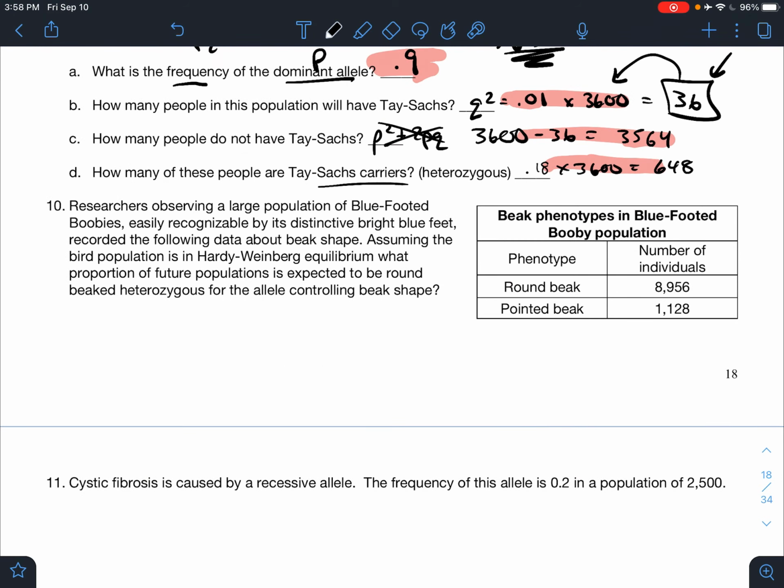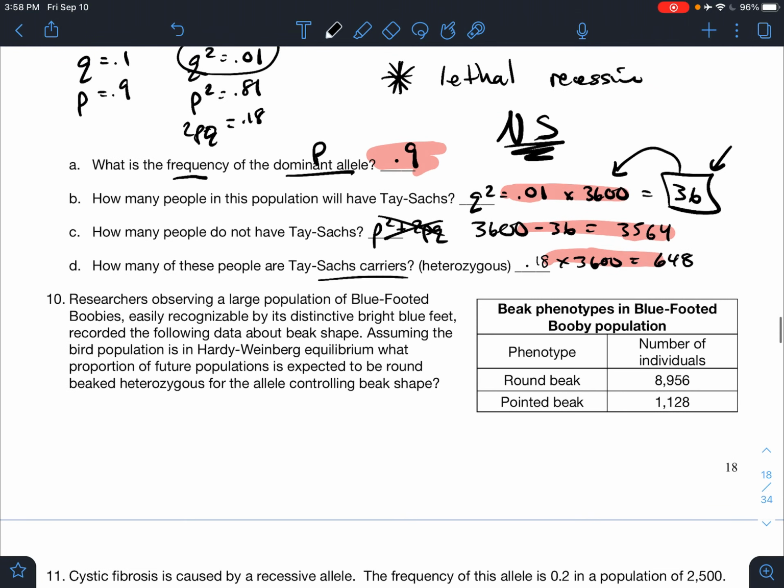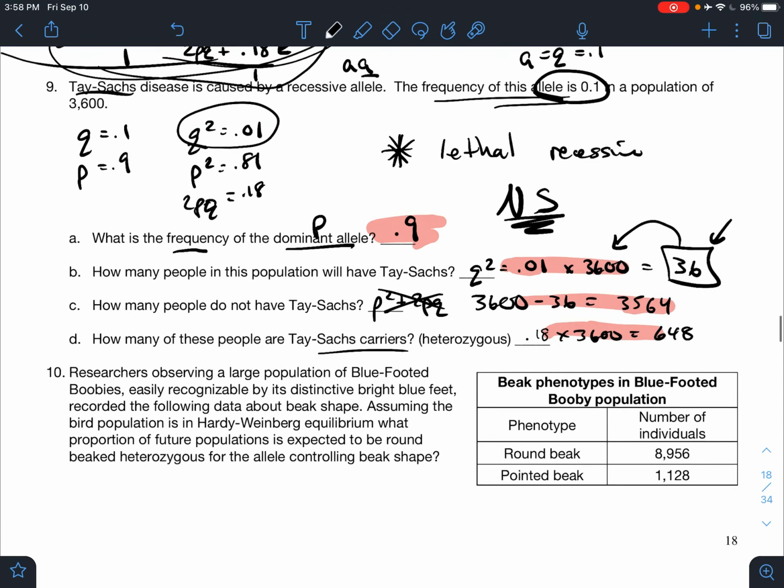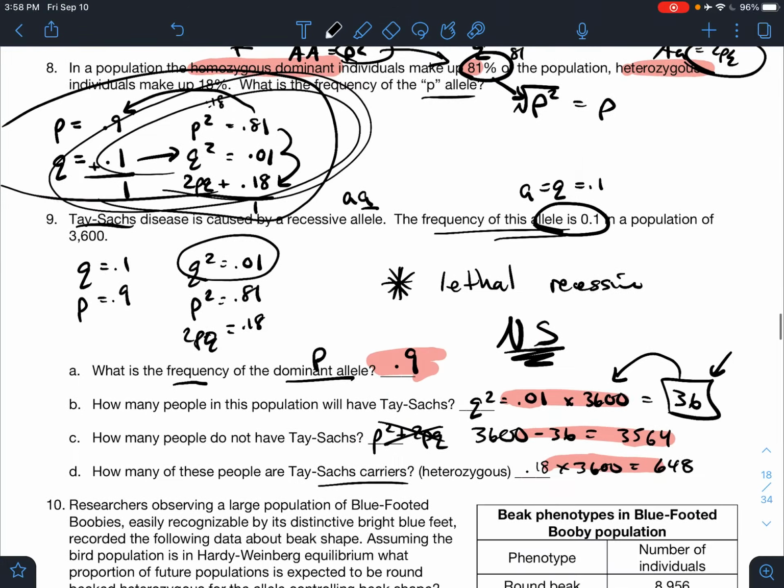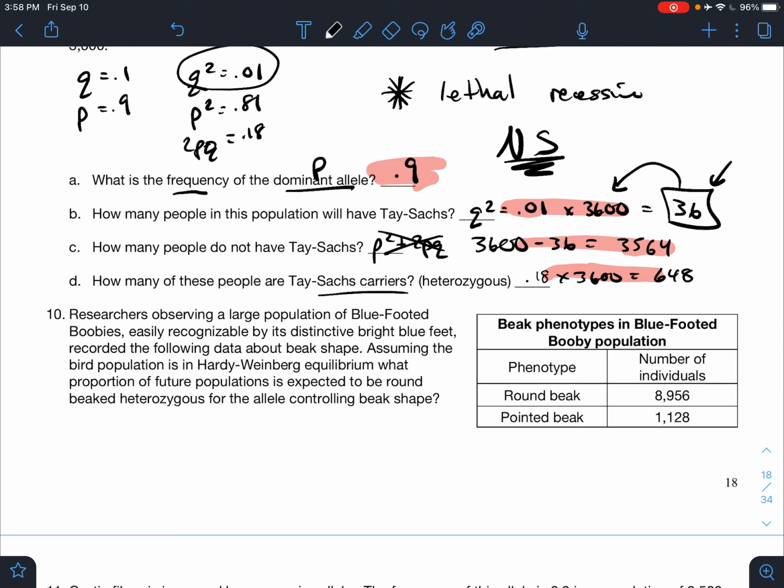Last one is by far the most challenging. Okay, this is what you'd end up with on a quiz, test, AP exam. Everything we do up to this point is like teaching us. This one is pure application. A scientist, researcher goes out into the field and actually observes phenotypes, sees these birds and their phenotypes. So take a second, pause the video, work it out.